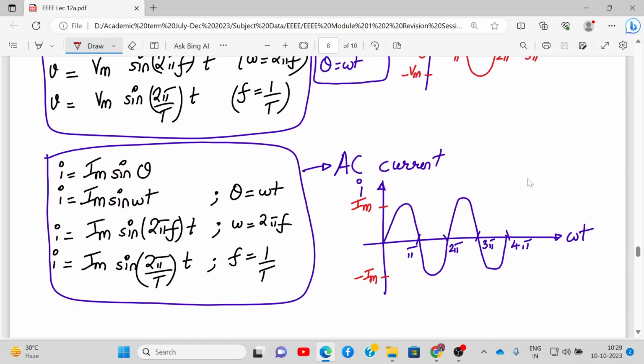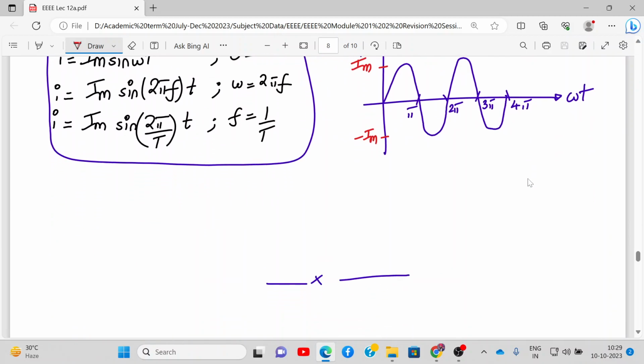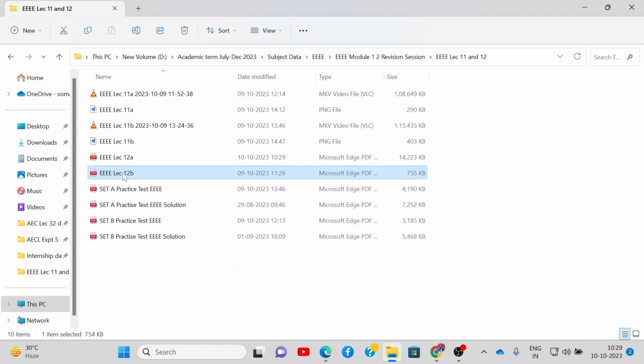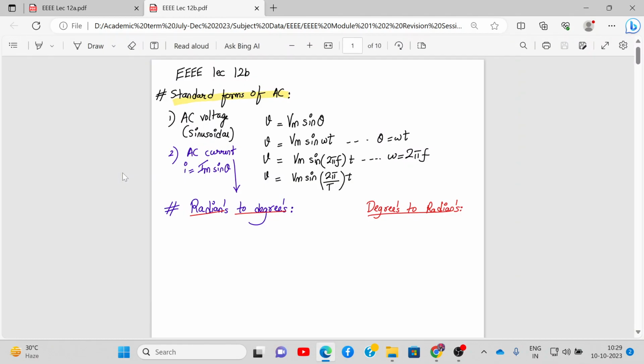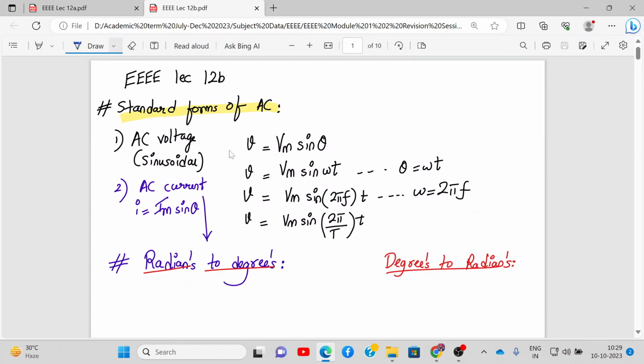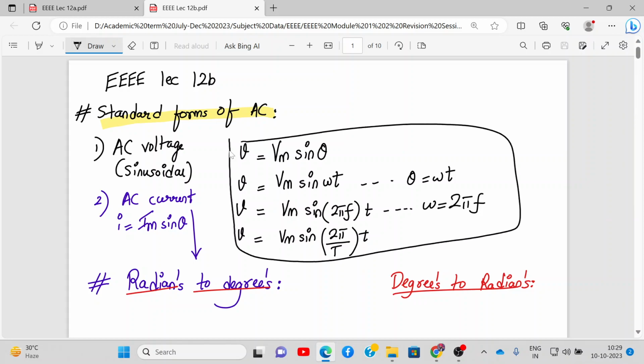All right. So these are all the standard forms of alternating quantities. In the numericals which we are going to solve now, all the standard forms are required. All right. So this is the end of lecture number 12A. Now let's go to 12B. So we have studied in 12A that the standard forms of sinusoidal AC voltage and AC current are given by these formulas.